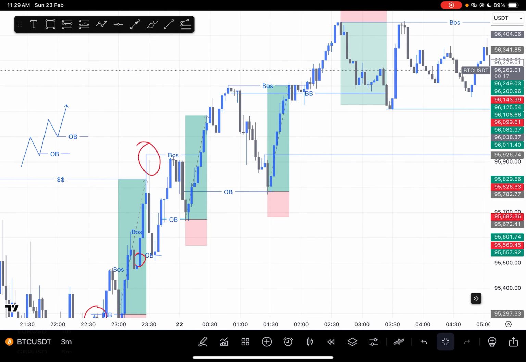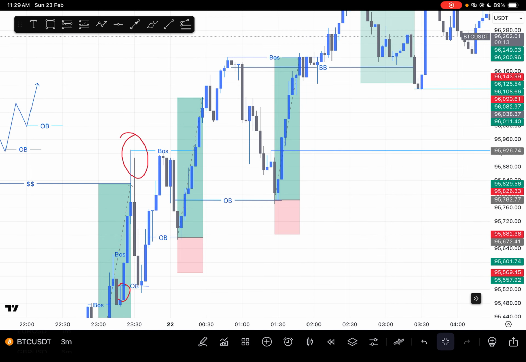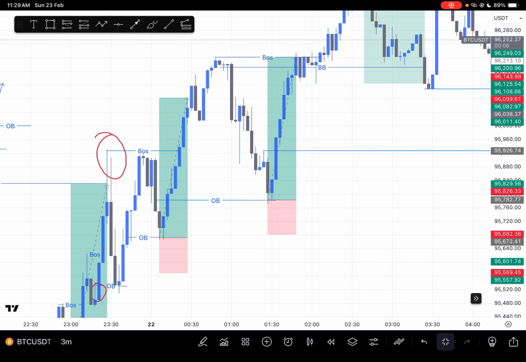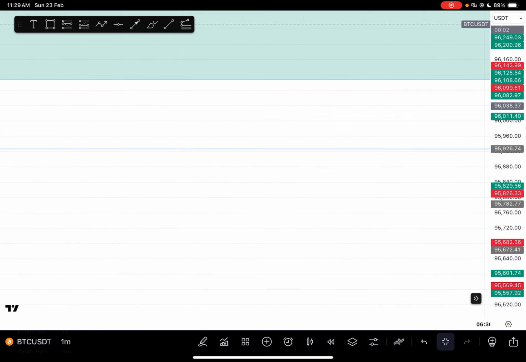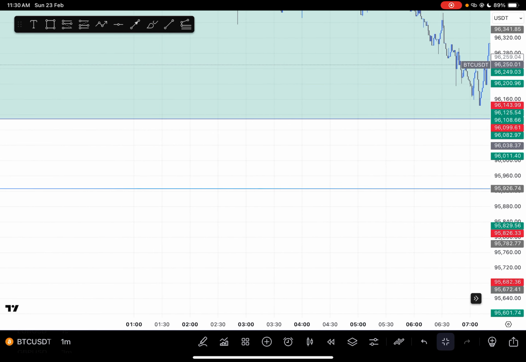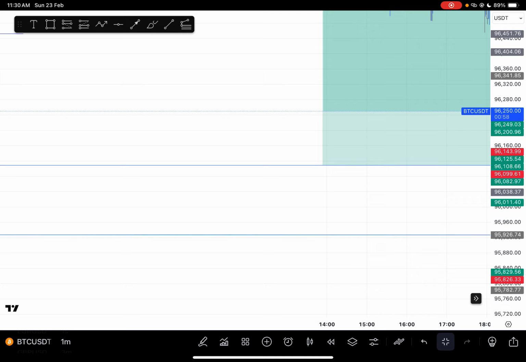Now I think this particular order block, I spotted it out on the 2-minute time frame. Since my TradingView is not subscribed, I didn't subscribe to the TradingView plan, so I won't be able to use the 2-minute time frame. So let me just use the 1-minute time frame for you guys.